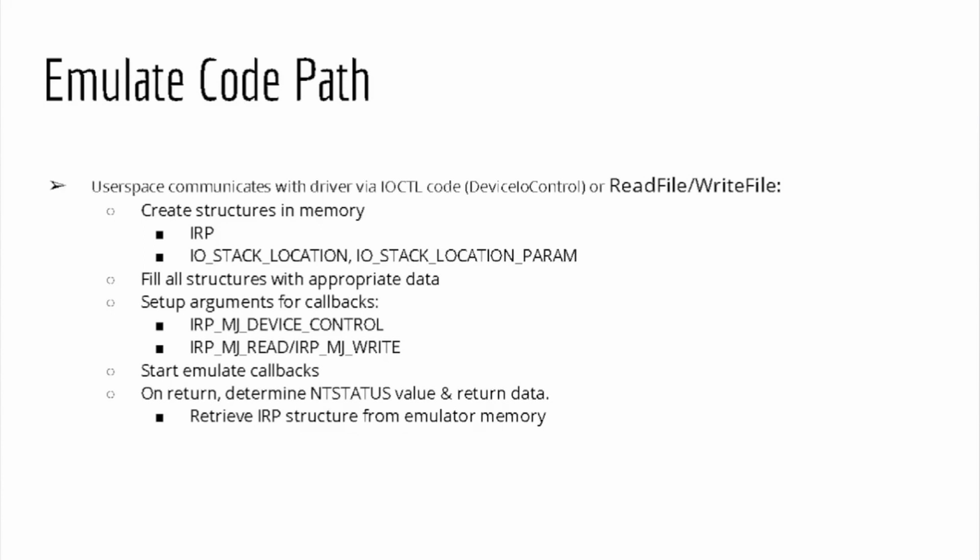After everything is ready, a userspace program can communicate with the driver via I/O control codes or ReadFile and WriteFile. I create the IRP and IO_STACK_LOCATION structures in the emulator's memory. I fill all the structures with appropriate data, set up arguments for the callback function, and start emulating from the beginning of the function. When everything is complete, I determine the return value and return data by reading the IRP structure from emulator memory.